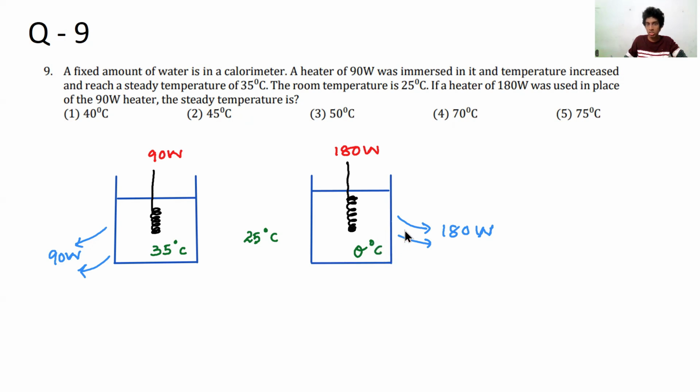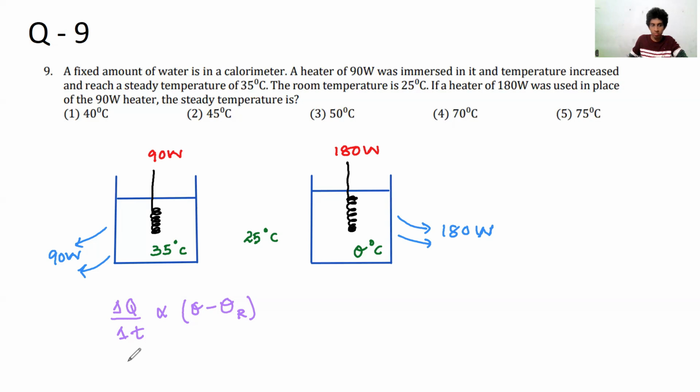The reason for that is because the rate of heat loss becomes equal to 180 watt, and they have given the room temperature as 25 degrees Celsius. So here, in order to find theta, we can apply Newton's cooling law. Newton's cooling law states that the rate of heat loss, that means delta Q over delta T, is directly proportional to the temperature difference between the surrounding and the object. That means theta minus theta R.